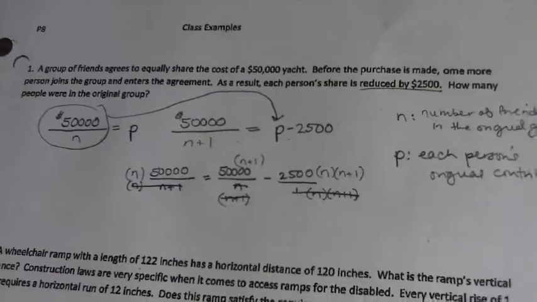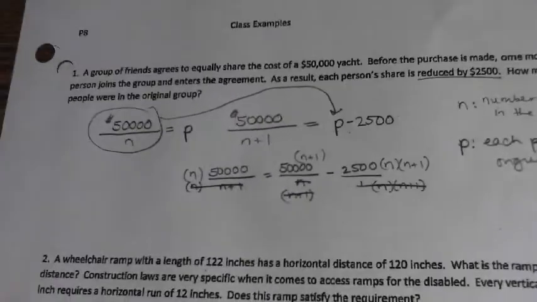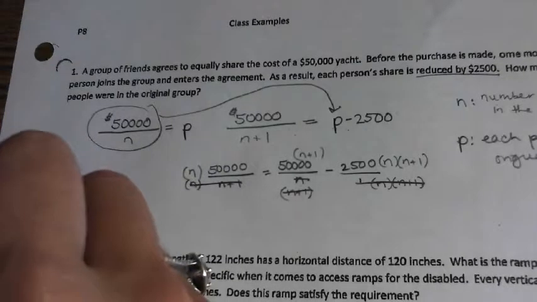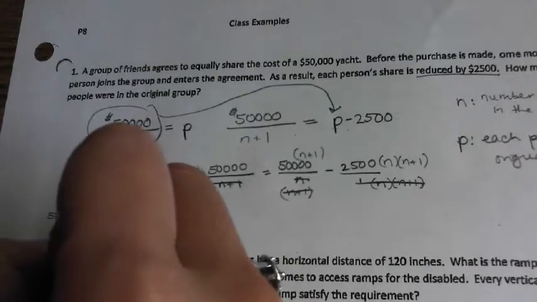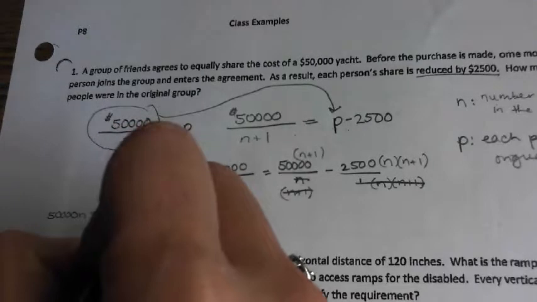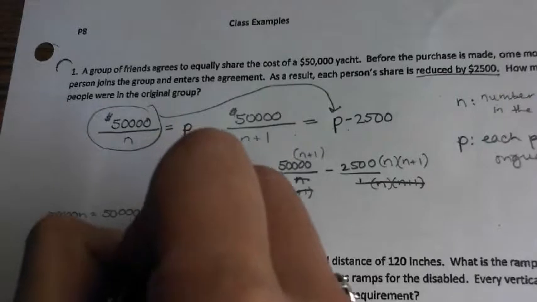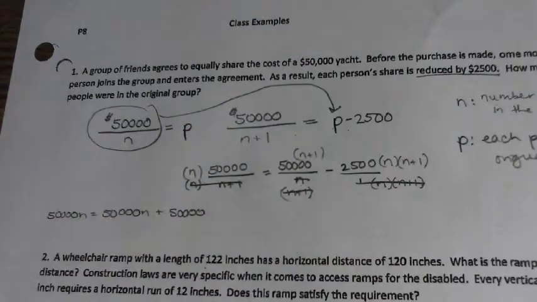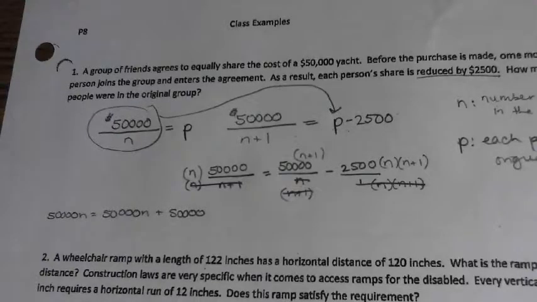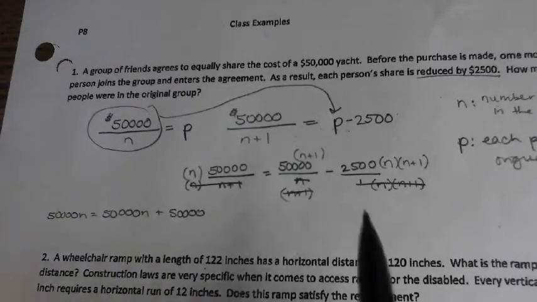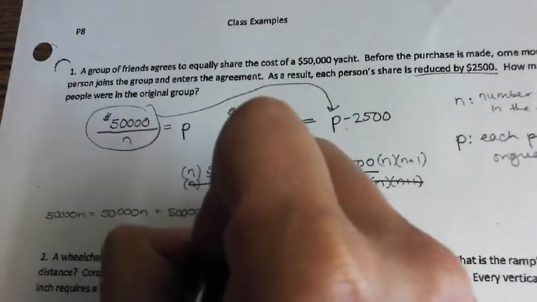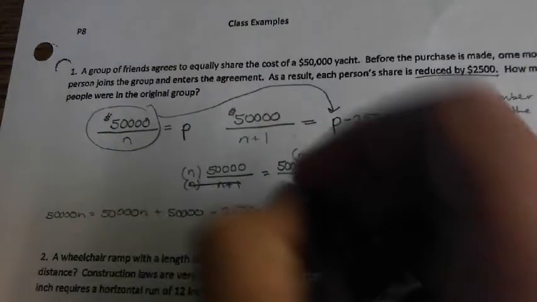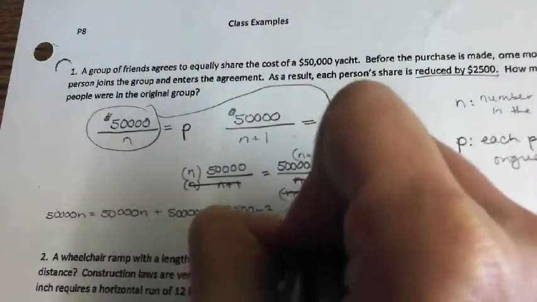Sorry, I'm a little bit restricted on space. I'm going to move over here. 50,000N equals 50,000N plus 50,000. Such is life, right? Those annoying string of zeros. I'll show you a quick way to handle that in a minute. And then I have to distribute a negative 2500N to get negative 2500N squared minus 2500N.